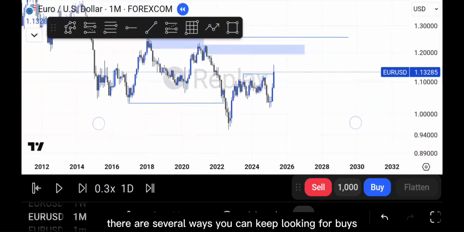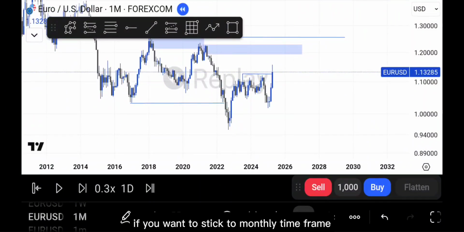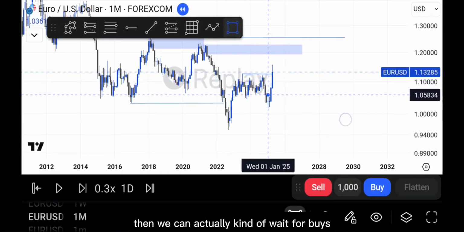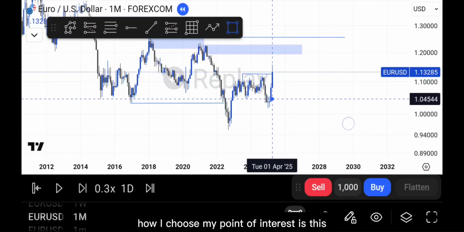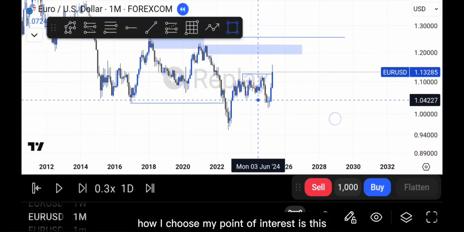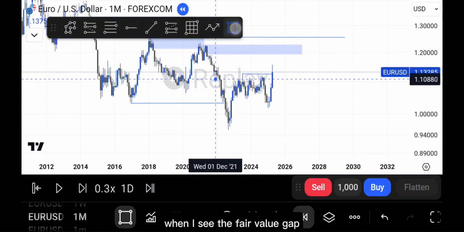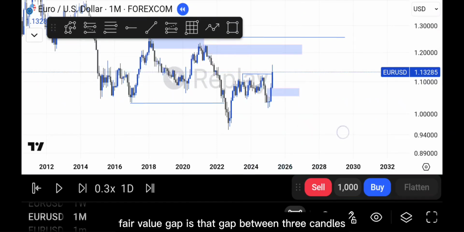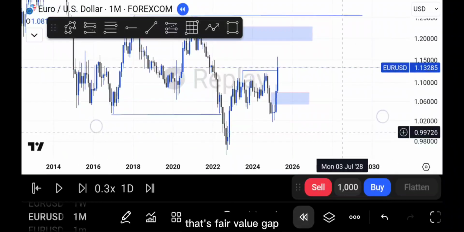There are several ways you can keep looking for buys. If you want to stick to monthly time frame, good and fine, then we can wait for buys. How I choose my point of interest is this. When I see the fair value gap, this is a fair value gap here. Fair value gap is that gap between three candles. That's the fair value gap.